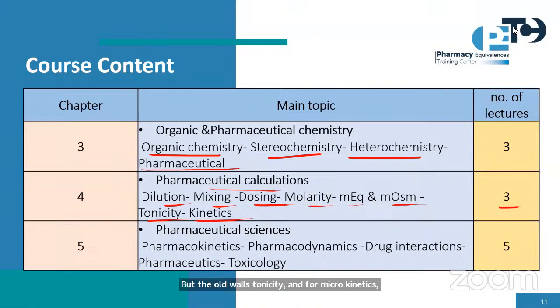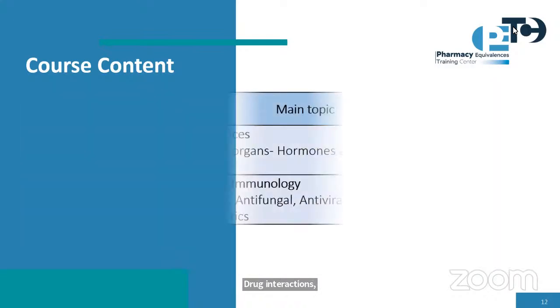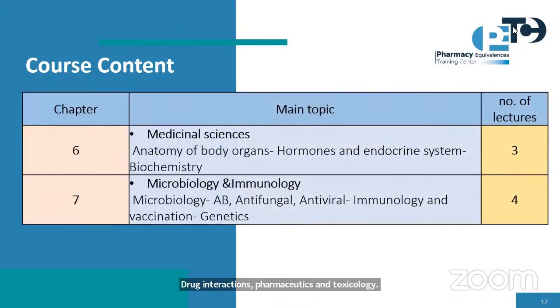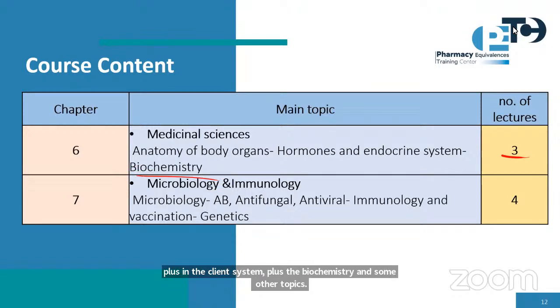The next chapter, pharmaceutical sciences, is formed of five lectures about different topics related to pharmacokinetics, pharmacodynamics, drug-drug interactions, pharmaceutics, and toxicology. Then we have the chapter of medical sciences, including physiology, anatomy and histology, plus the endocrine system, biochemistry, and some other topics. This will be in three lectures.